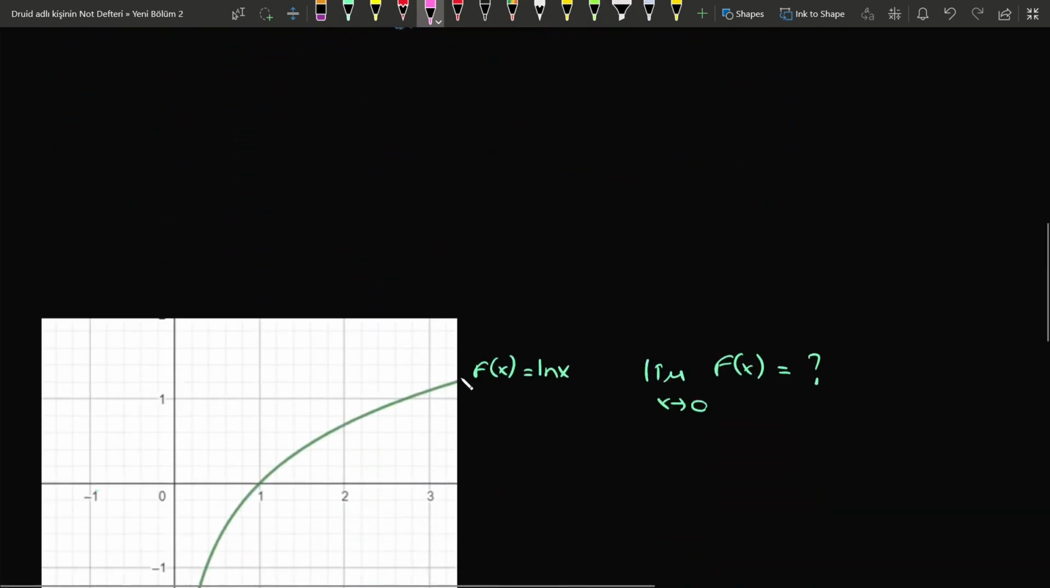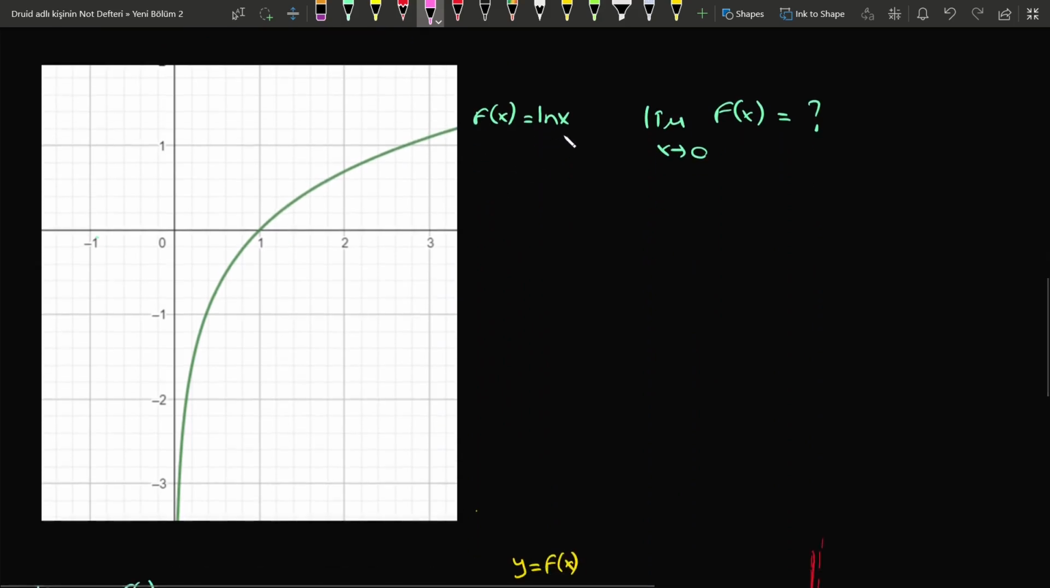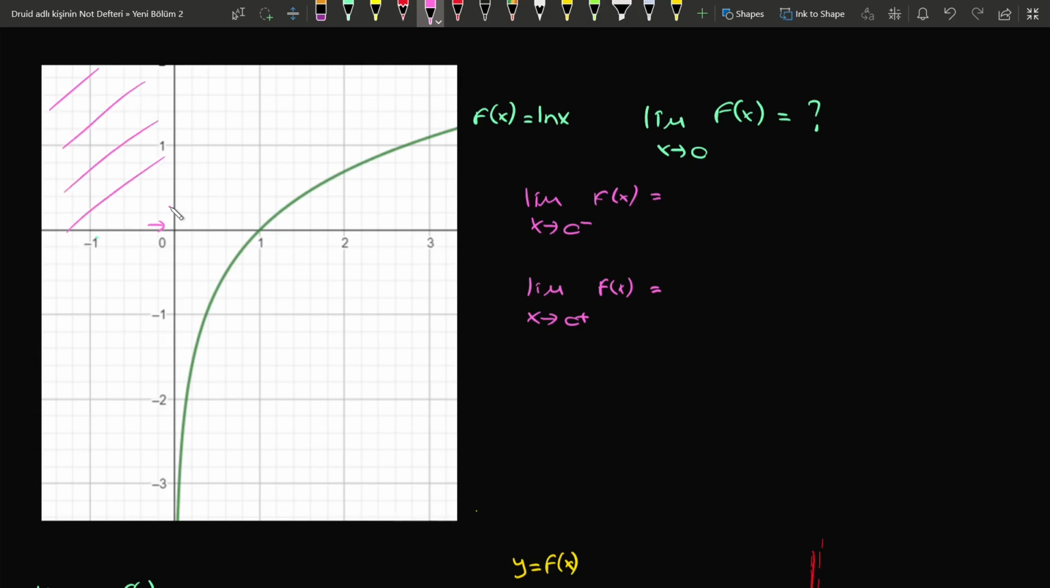So now we have the function ln x, and the question is asking for the limit of f(x) as x approaches 0. Of course, we will check the limit from the left and from the right to understand if this exists or what it is equal to. When I approach 0 from the left side, I'm seeing that the function is not defined here. Therefore, I'm going to say this limit does not exist.